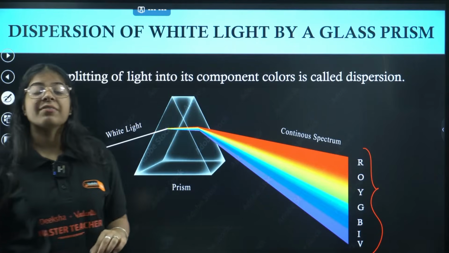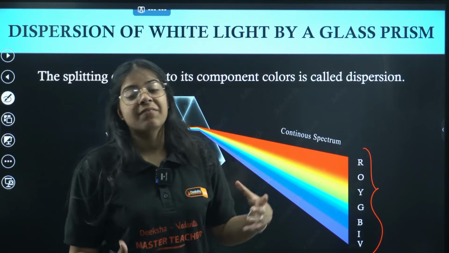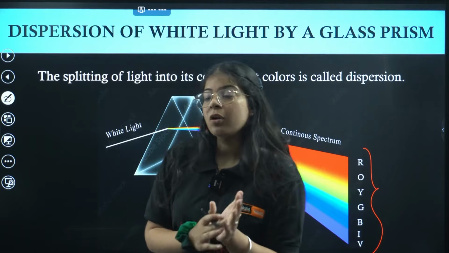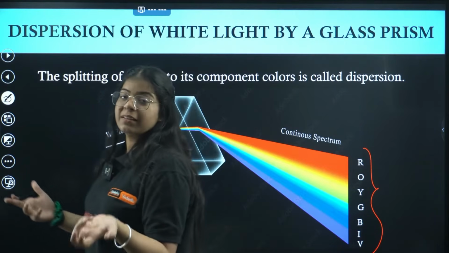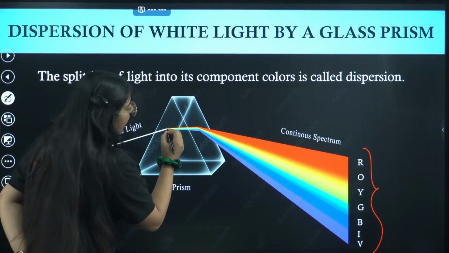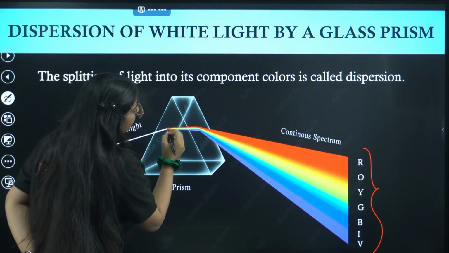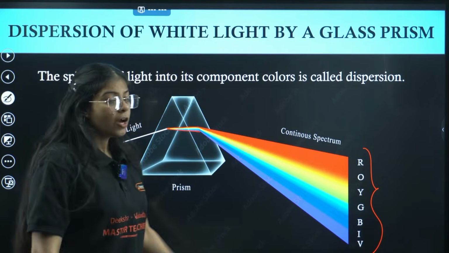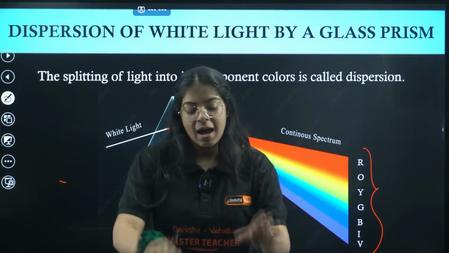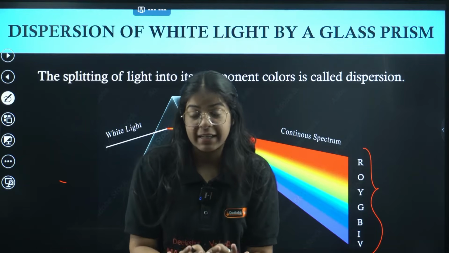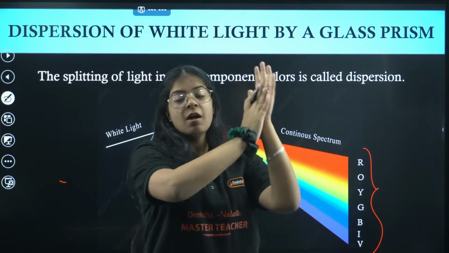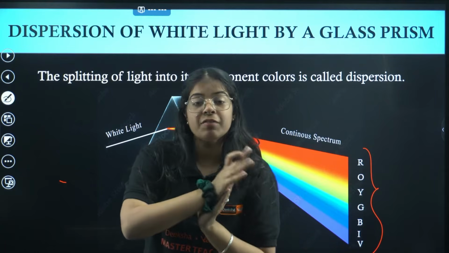Now, all these colors have different wavelengths. If they have different wavelengths, then refraction will depend on the wavelength and frequency of the light. If red color has a different wavelength and blue color has a different wavelength, then the angle at which they refract will be different. The angle of refraction of blue will be different from the angle of refraction of red.